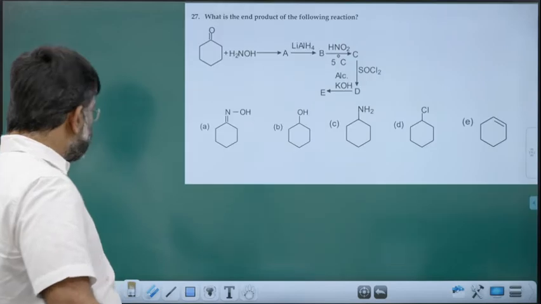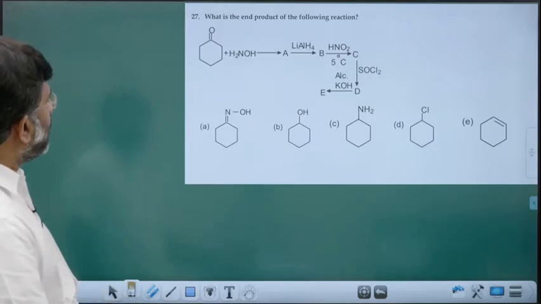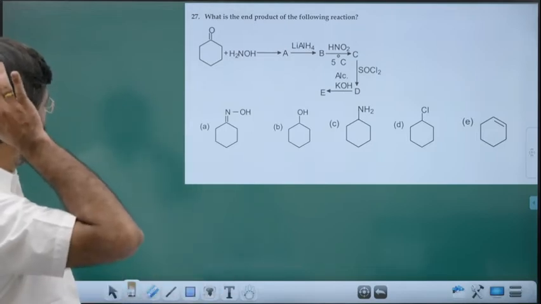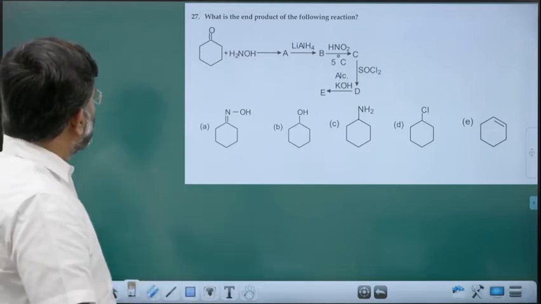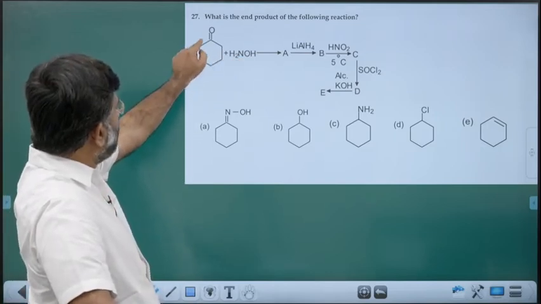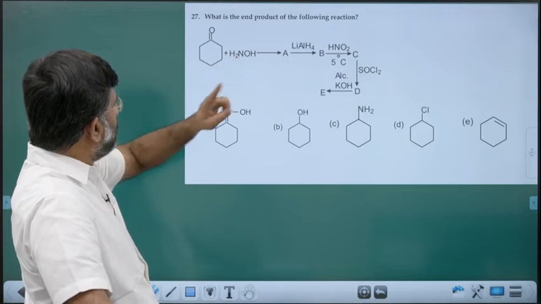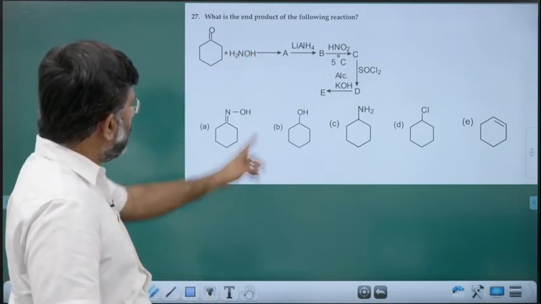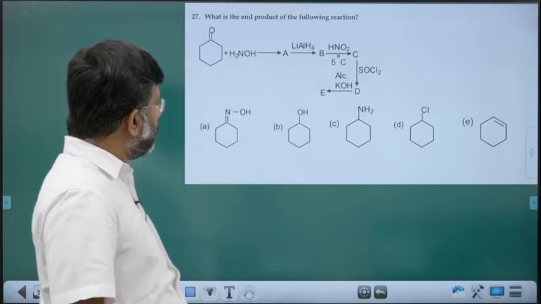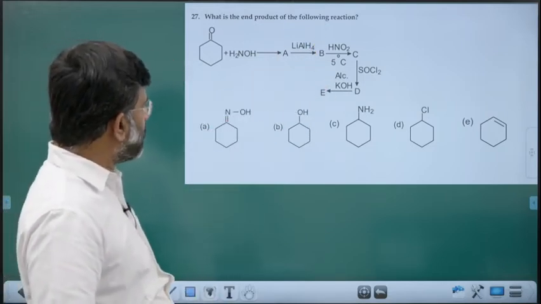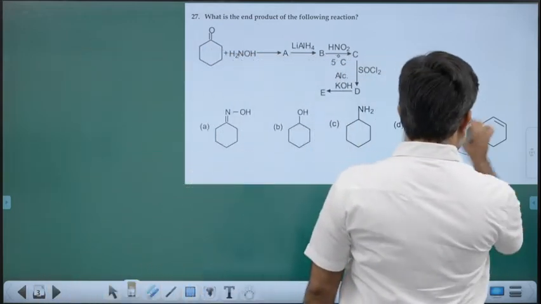Next one. End product of the following reaction. This will be treated with hydroxylamine. Ketone with hydroxylamine, you get oxime. Oxime reduction, you get amine. Amine with nitrous acid, you get alcohol. Alcohol with SOCl2, you get chloro compound. And the final result could be this one.